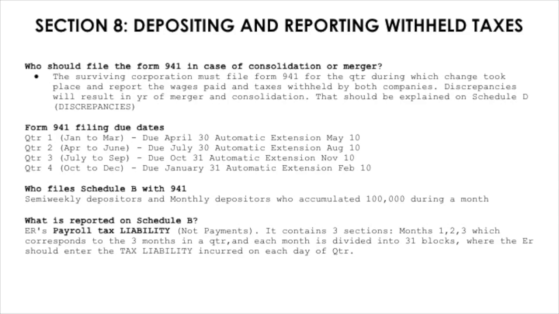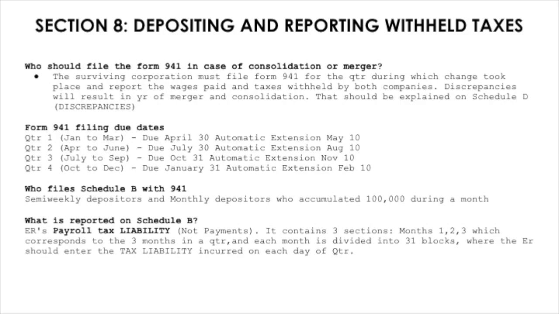Now we talked about the deposit rules for monthly and semi-weekly deposits. Now we are going to talk about the due dates of the Form 941. So what are the due dates of Form 941? 941 is filed every quarter. So for the first quarter that runs from January to March, the due date is April 30.